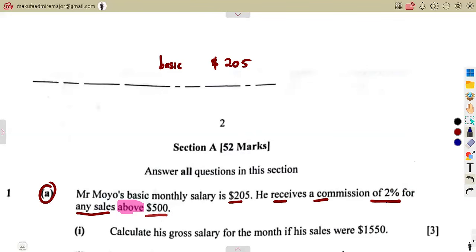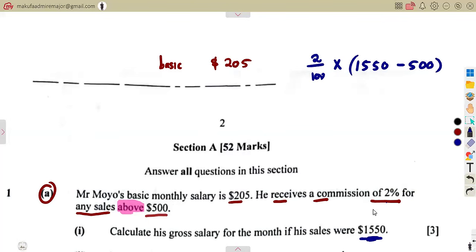So in this case, we are given that: calculate his gross salary for the month, which means the total of everything for the month. If he made these sales, this is the sales that he made. But the commission is 2%, 2 over 100 of what is above. So it's going to be 1,550 minus the 500 above this. We have to remove that.